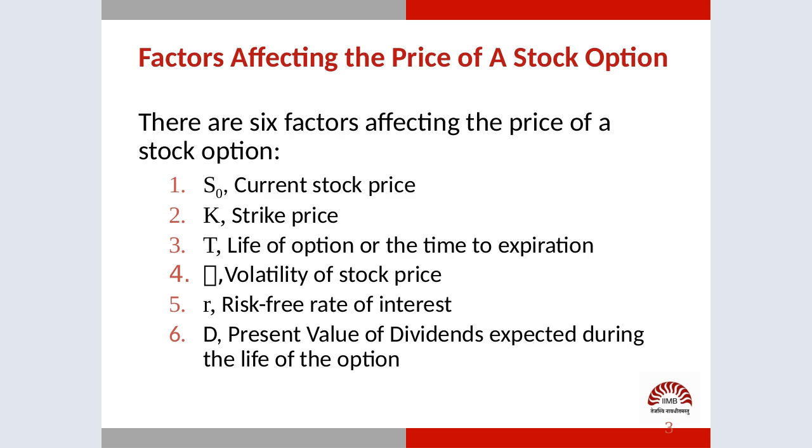As I said, you have the current spot, the strike, the time to maturity, and the volatility. There should be a sigma which is not showing up appropriately. Then you have R, the risk-free rate of interest, and D, which is the present value of dividends during the life of the option. Now, D will not matter if there are no dividends being paid, because then the future dividend is going to be 0 and the present value of the dividend is also going to be 0. However, if there is a dividend that is paid, then that matters and has to be accounted for.